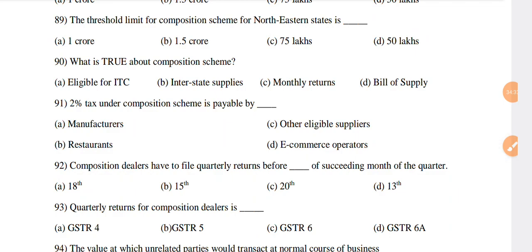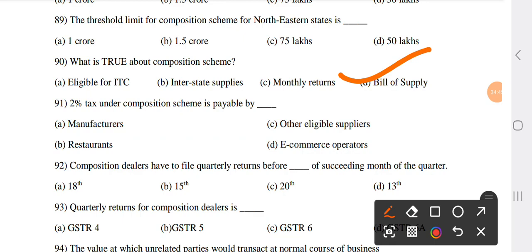Next question. What is true about composition scheme? Option A eligible for ITC, option B interstate supplies, C monthly returns, and D, bills of supply. The correct option is D, bills of supply.